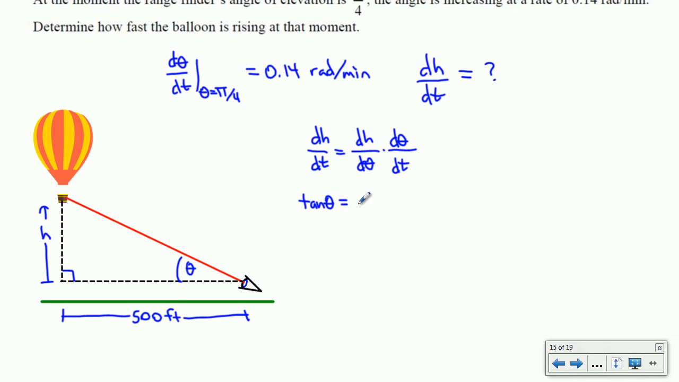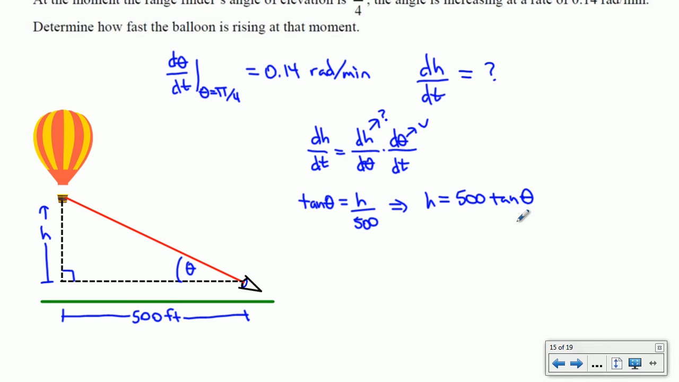Tan theta is opposite over adjacent, which is h over 500. And we can just maybe get that all on one level. h is 500 times tan theta. Next we need to know dh d theta. We already know d theta dt here, so that piece we have. We need to know this one.